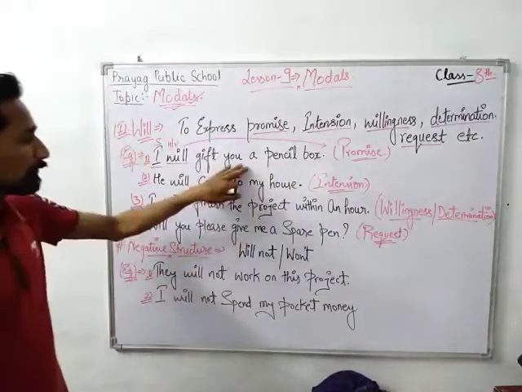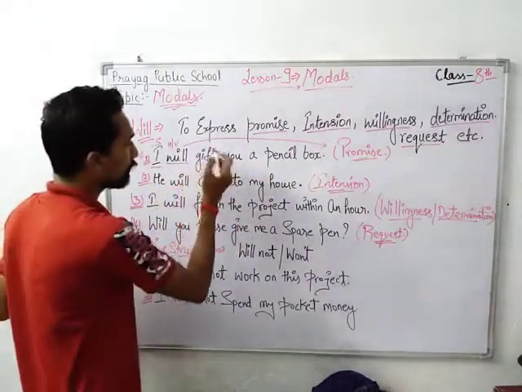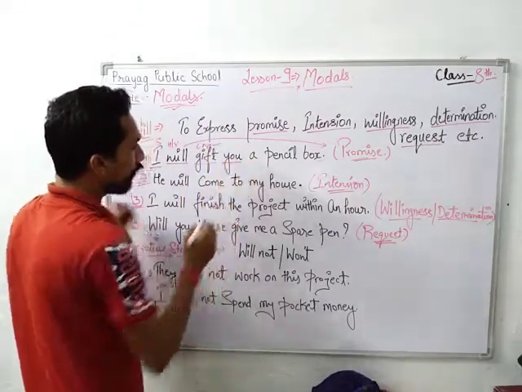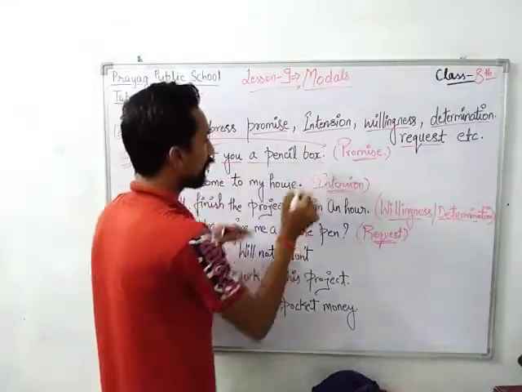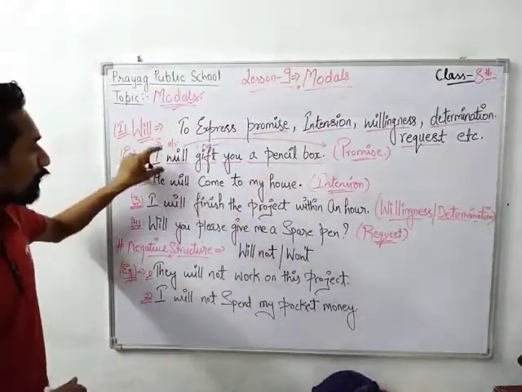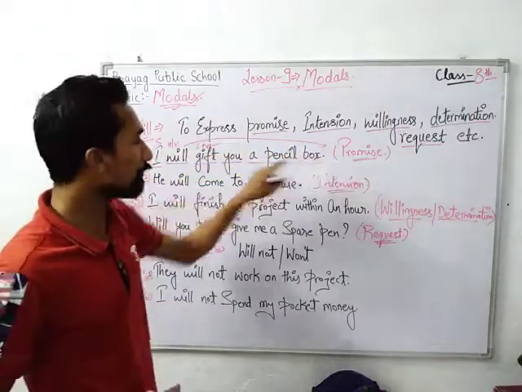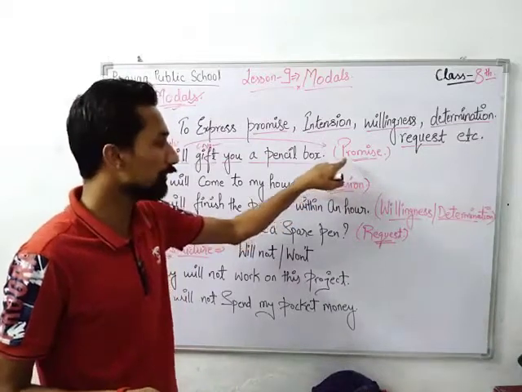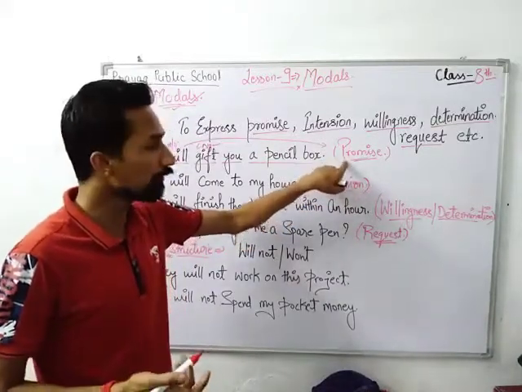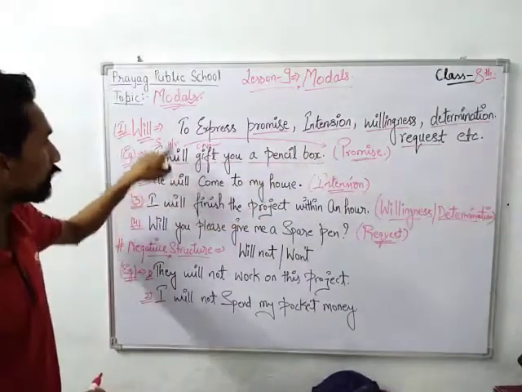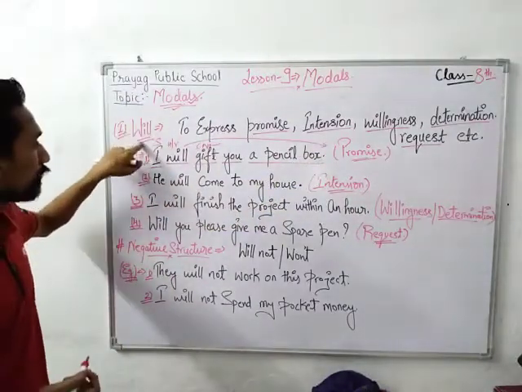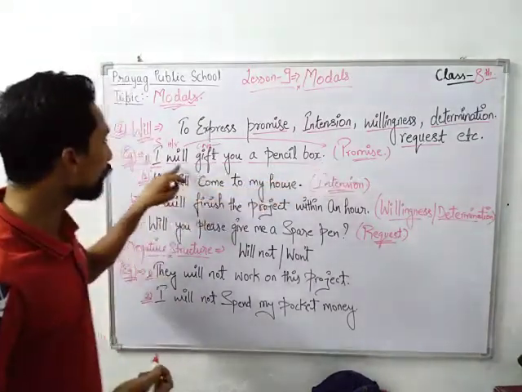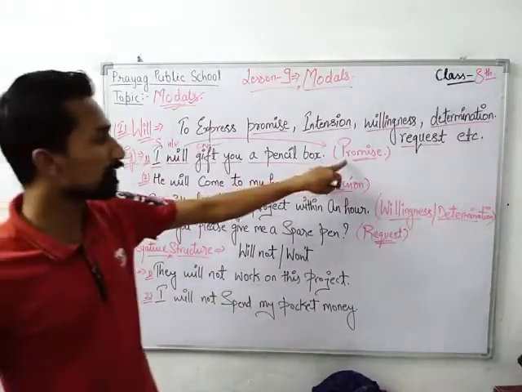So I will gift you a pencil box. The rest of the sentence: gift is a common noun, right? Then "you" is an object, and "a pencil box" is again an object. So I will gift you a pencil box. Only "will" is the word that is expressing the mood of the speaker, and in what sense? In the promise sense, right? So that is why "will" is falling under the category of modal. So how is "will" in the first sentence acting? It is showing the mood of the speaker in the sense of promise.